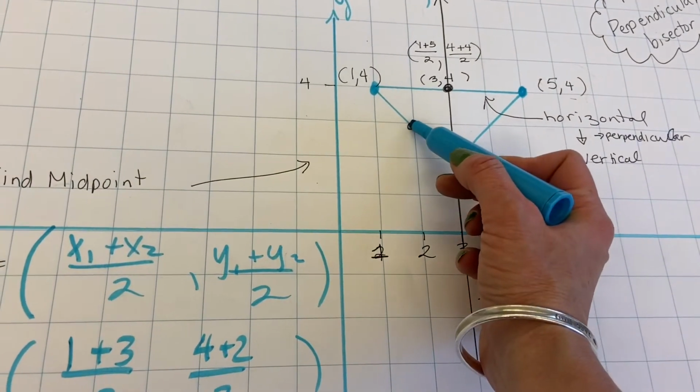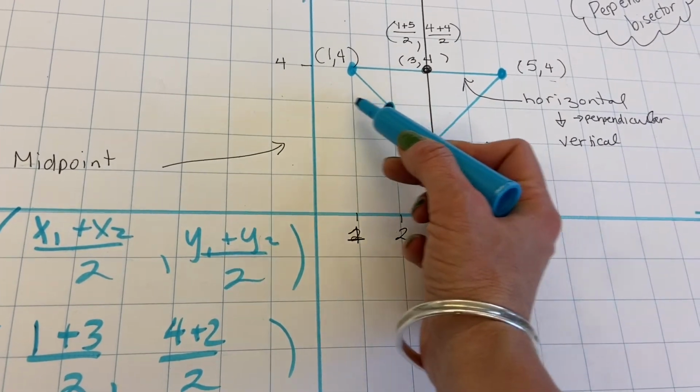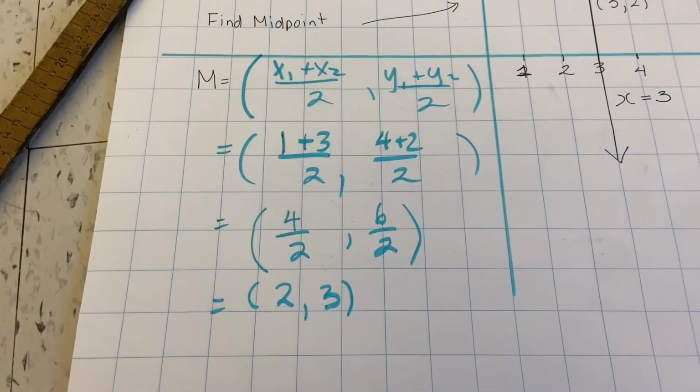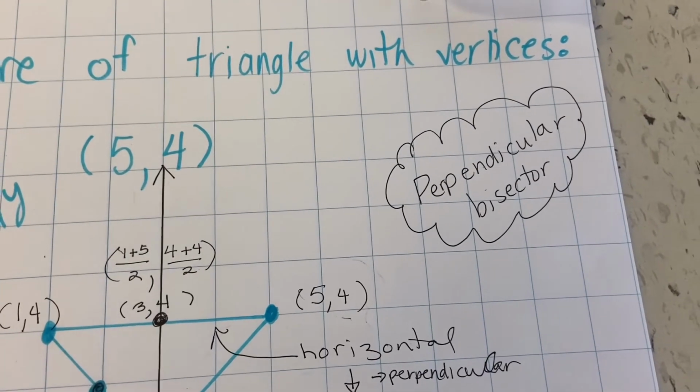And that makes total sense. This point right here that's in the middle looks like the point (2, 3). We have found the midpoint. So remember, we need to find the perpendicular bisector. We found the bisector part.